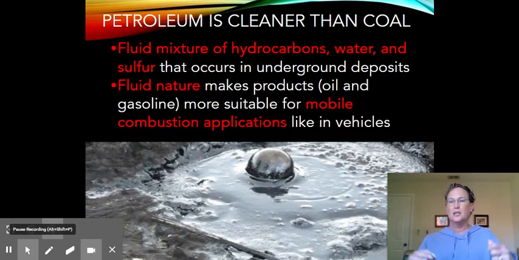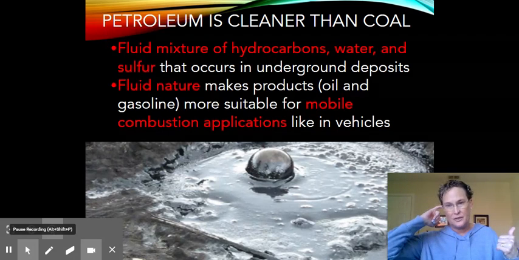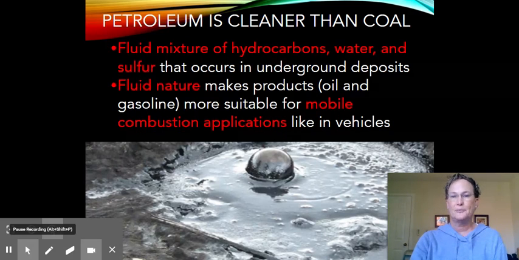It's much harder. You can use coal for a train because it has a place for it, and that's how they used to make trains go, using coal. But petroleum you can pump and you have to refine it, so we'll talk about that, all right? Pause if I'm going too fast and write those things down.